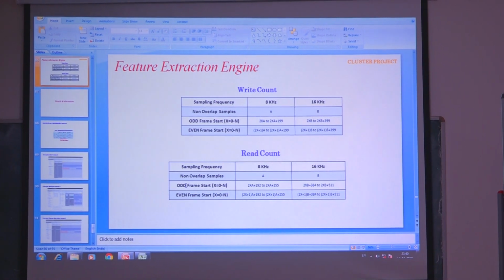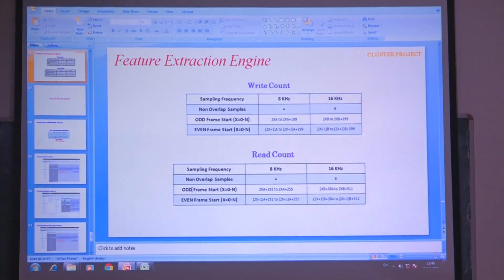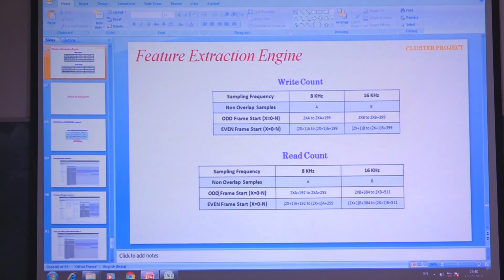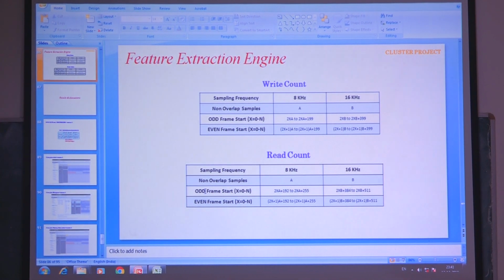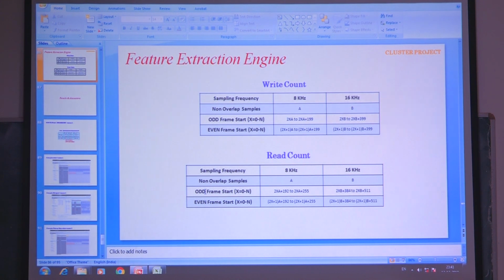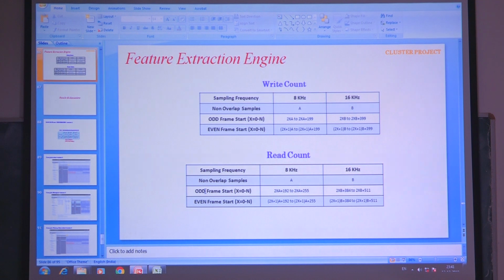So the write count and read count actually follow a mathematical functionality. If you have a non-overlapping sample of A for the 8 kilohertz or B for the 16 kilohertz, then all the odd frames will start at 2xA to 2xA plus 199, where x is from 0 to n. Similarly for B, 2xB to 2xB plus 399, and for the even frame, it's (2x plus 1)A to (2x plus 1)A plus 199, and for the 16 kilohertz, (2x plus 1)B to (2x plus 1)B plus 399. This is for the write count.